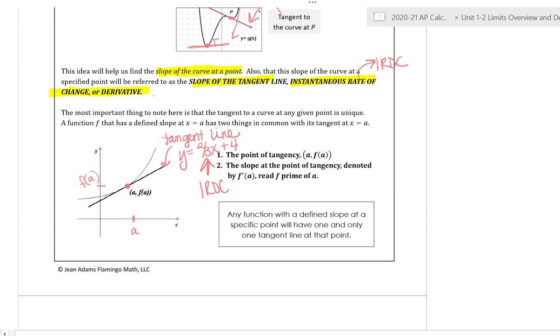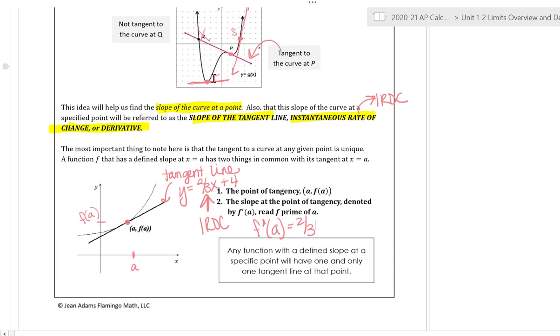Instantaneous rate of change is synonymous with the derivative, so I can also say f prime of A is 2/3, because I'm saying that the instantaneous rate of change at A is 2/3. Now, this can change regardless of where that tangent line is on the curve. For example, in my earlier graph, g prime of t would actually be 0 because we're flat.